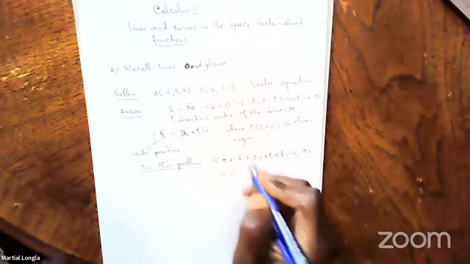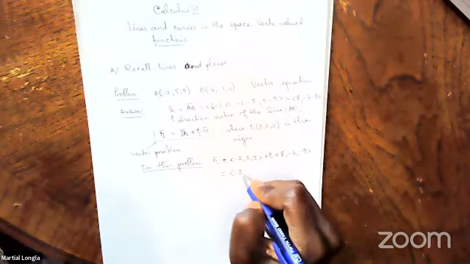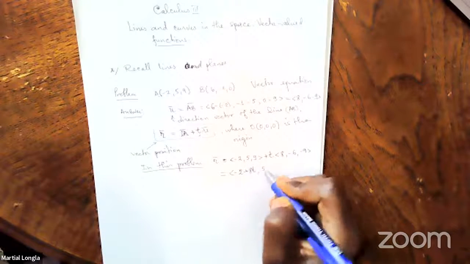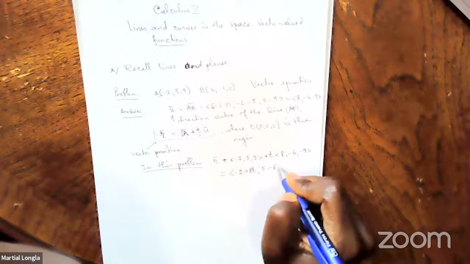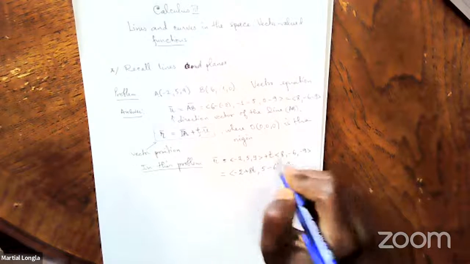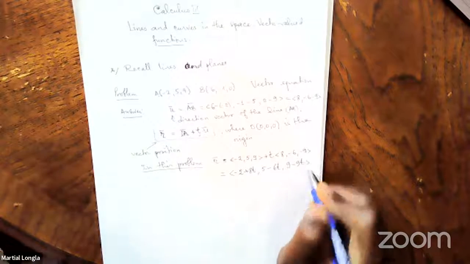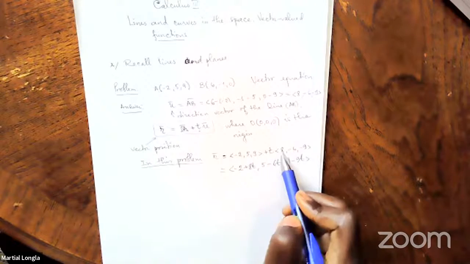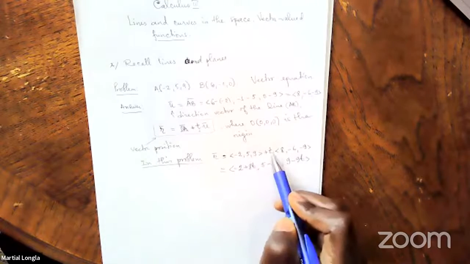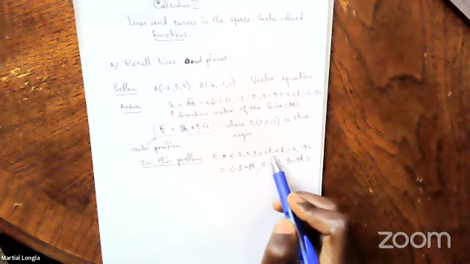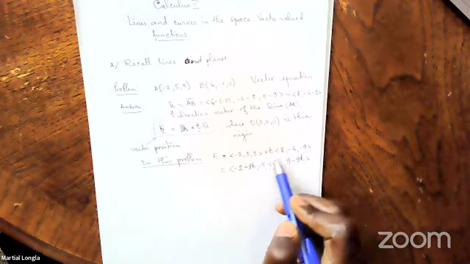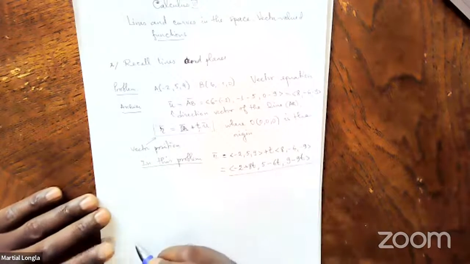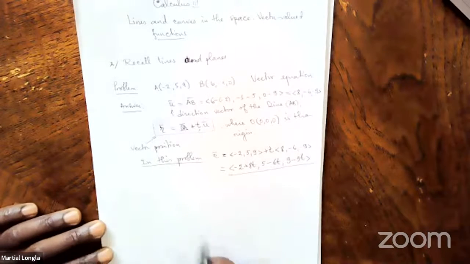But you can go further and write what this means, and that's -2 plus 8t, 5 minus 6t, and 9 minus 9t. That's how I show you how to add and multiply vectors. So you take t inside and you add the components: -2 plus 8t, 5 minus 6t, 9 minus 9t. So this is the vector equation of the line through the 2 points.